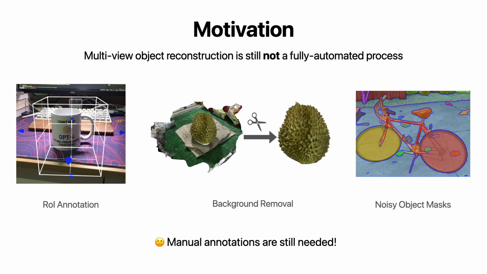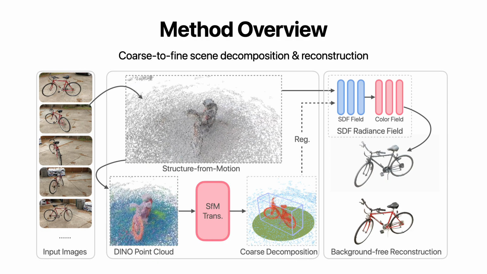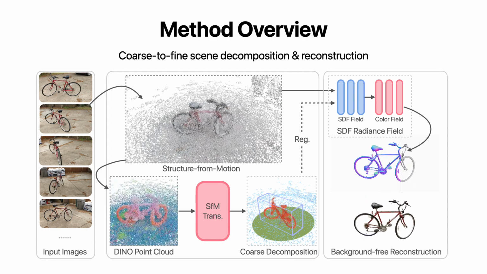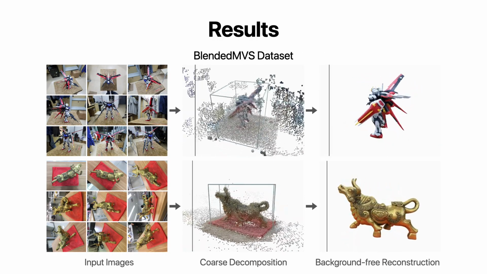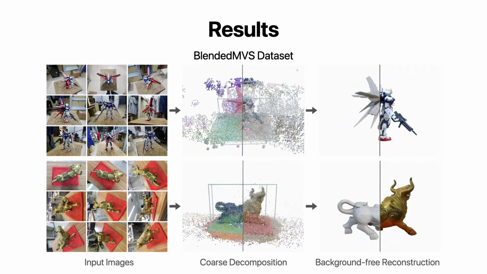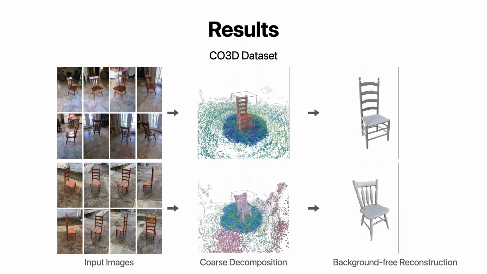Moreover, existing object segmentation techniques still produce noisy object masks. In this work, we propose a coarse-to-fine framework for fully automated 3D object reconstruction. The foreground object is first localized and decomposed from the structure from motion point cloud. Then we reconstruct a background-free object model with decomposed neural scene representations. Here are coarse decomposition and background-free reconstruction results of AutoRecon on the BlendedMVS dataset, and more results on the CO3D dataset.